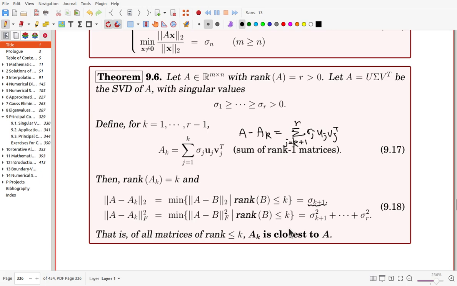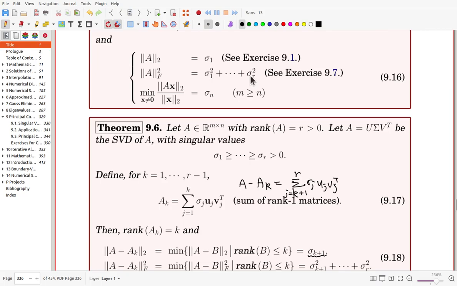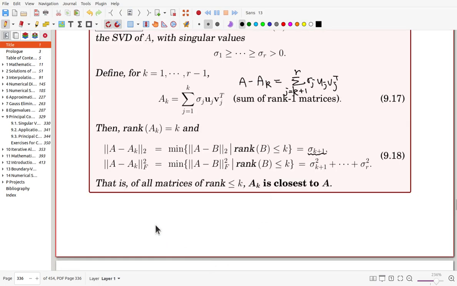Okay, and this is also true even if we measure the difference by using the Frobenius norm. When you are measuring the Frobenius norm, you have to consider every singular value squared and summed. So that is now here related with this one. Okay, that is, of all matrices of rank k, Ak is closest to A, the best approximation.